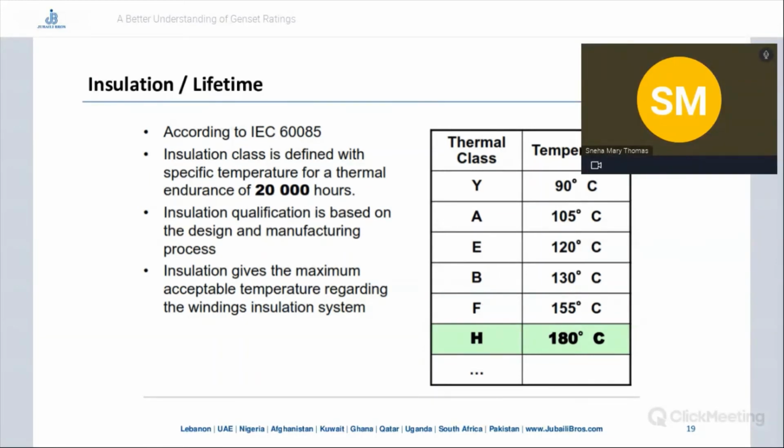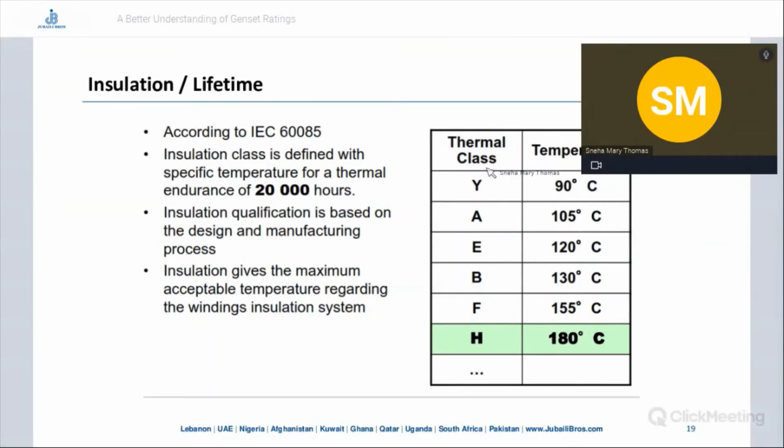This is another classification definition for the insulation class and temperature rise class as per IEC standards. It's very similar to NEMA. As per IEC, there are also different classes: class Y, A, E, B, F, H, which is similar to NEMA, but with some more additions. The insulation class is defined with a specific temperature for a thermal endurance of 20,000 hours. Insulation qualification is based on the design and manufacturing process. Insulation gives the maximum acceptable temperature regarding the winding insulation system.